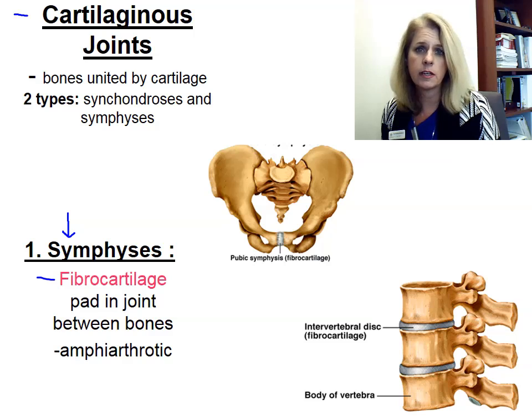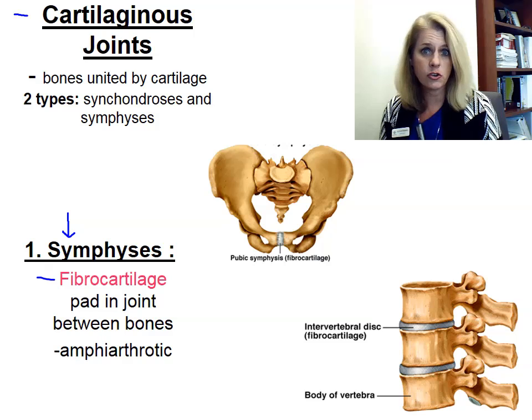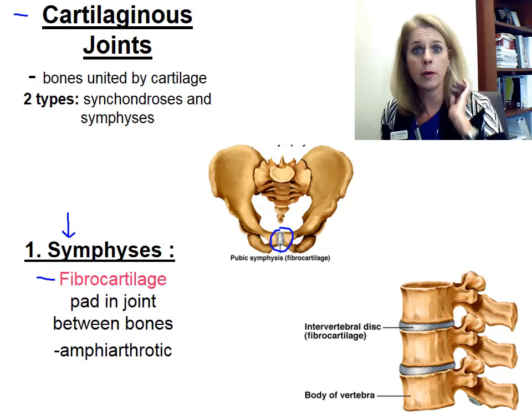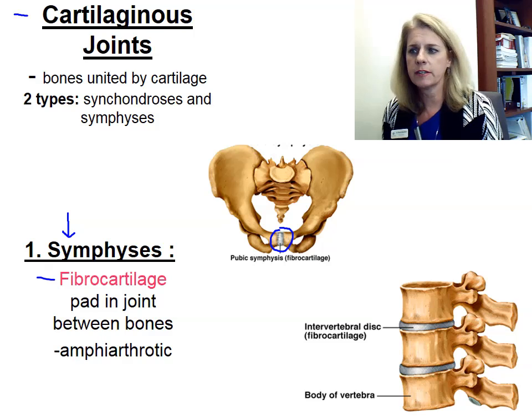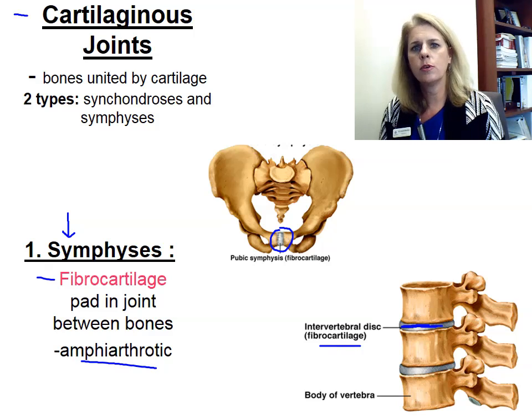It's usually going to be strong, and a lot of times it's going to be found somewhere where you need cushioning and strength. So you have your pubic symphysis, which is a piece of fibrocartilage that holds your two hip bones together. You want that to be strong because there's lots of weight pushing down on your pelvic cavity. And then you have your intervertebral discs, the discs that go between your vertebrae. Those are also fibrocartilage, and these are amphiarthrotic. They do move just a little bit.